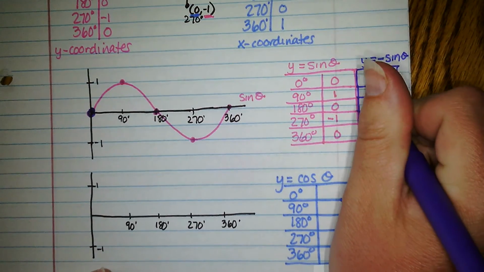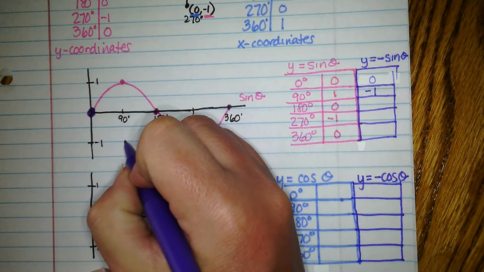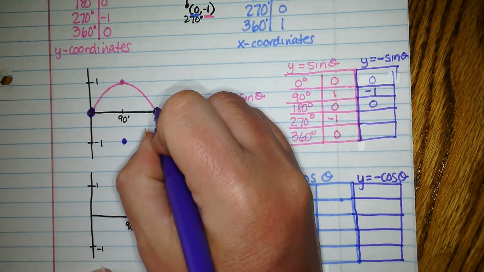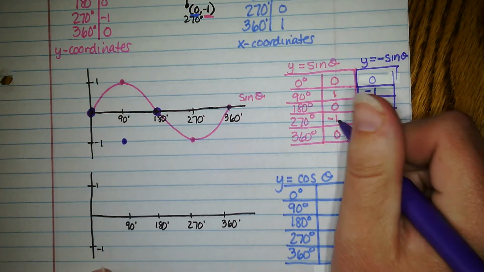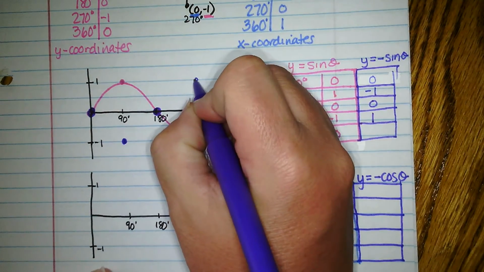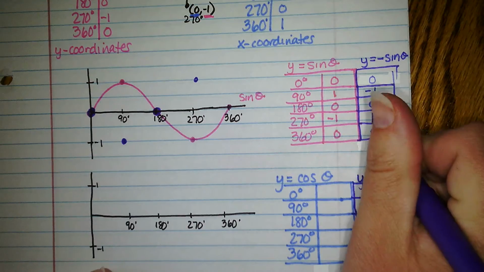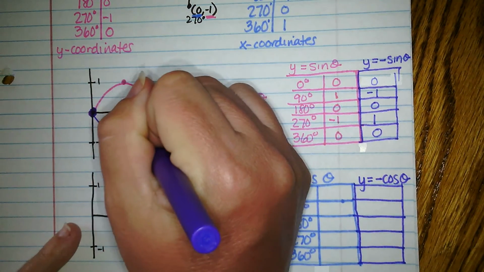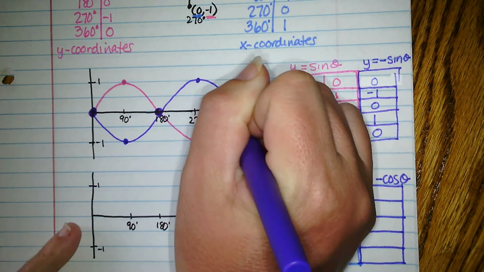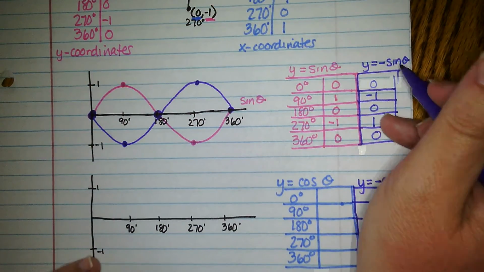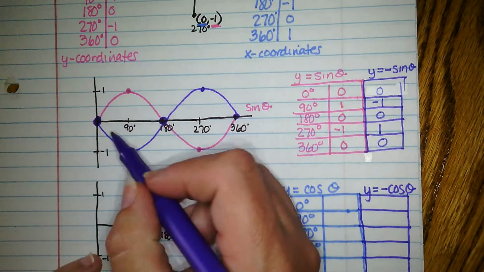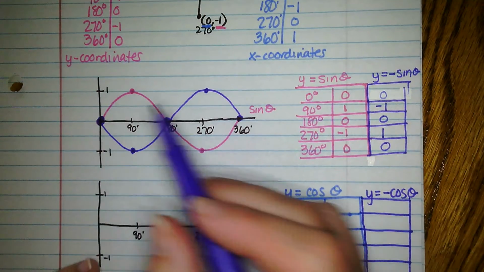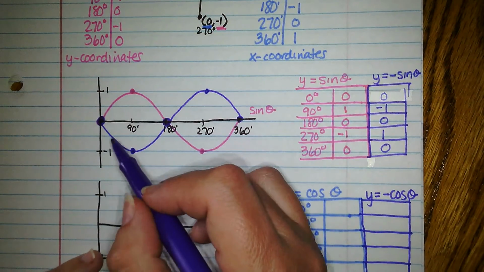-1 times 1 is -1. -1 times 0 is still 0. -1 times -1 is +1. And -1 times 0 is still 0. So what's cool about the sine graph, when I do reflection in the x-axis for sine, it basically makes it look like an infinity symbol, but it's going to begin at 0, and it's going to move down first.